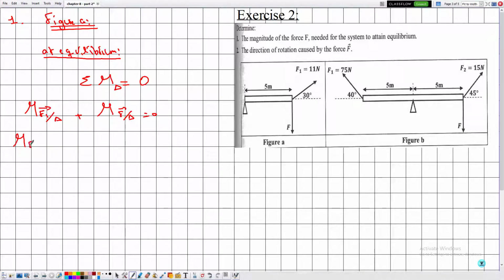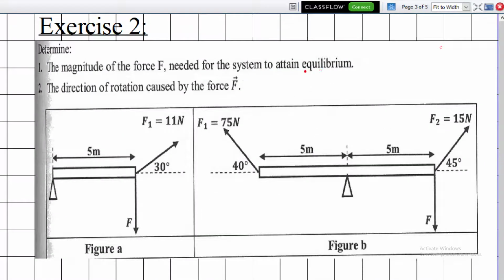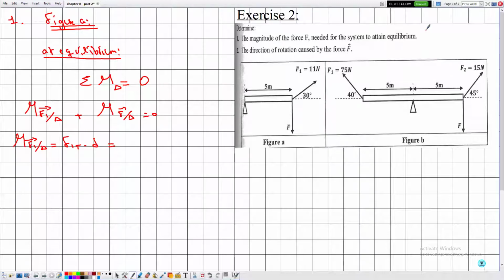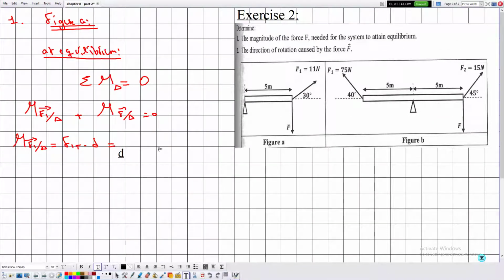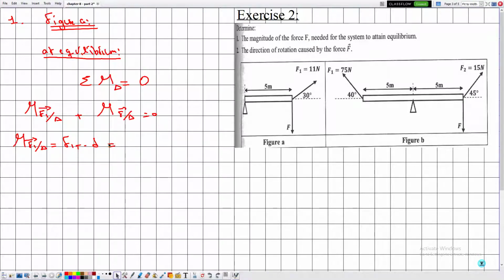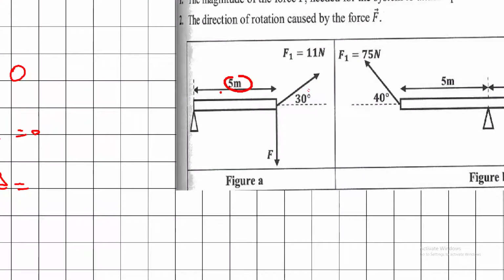So let's start with the moment of the force F1 on delta, which is equal to F1 tangential multiplied by D. Now, what is the value of D? The value of D in this case is given by 5 meters.